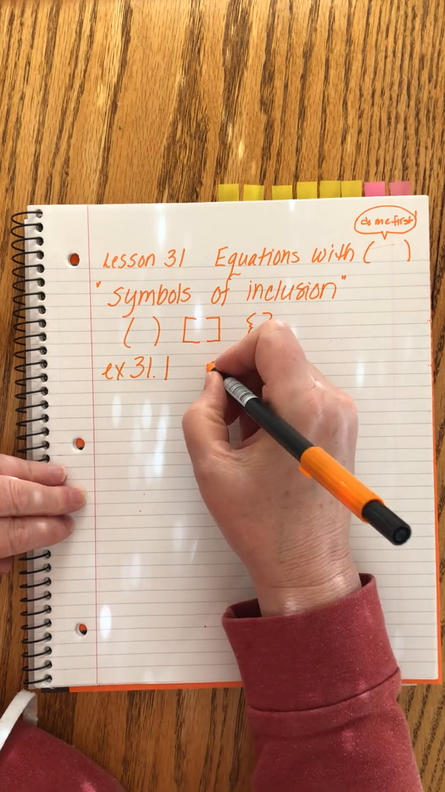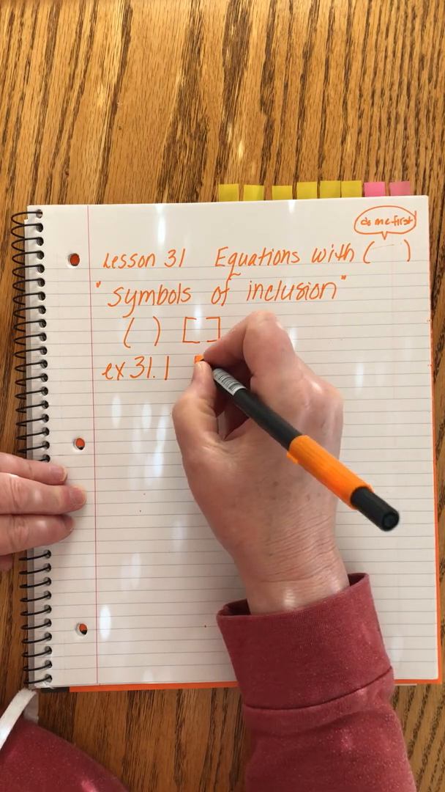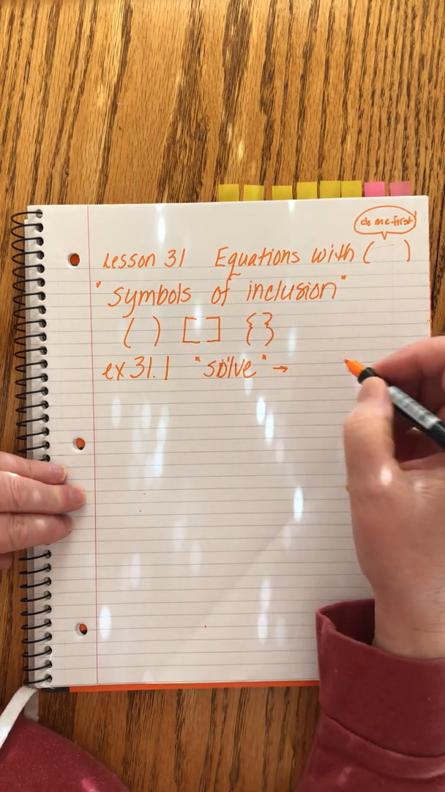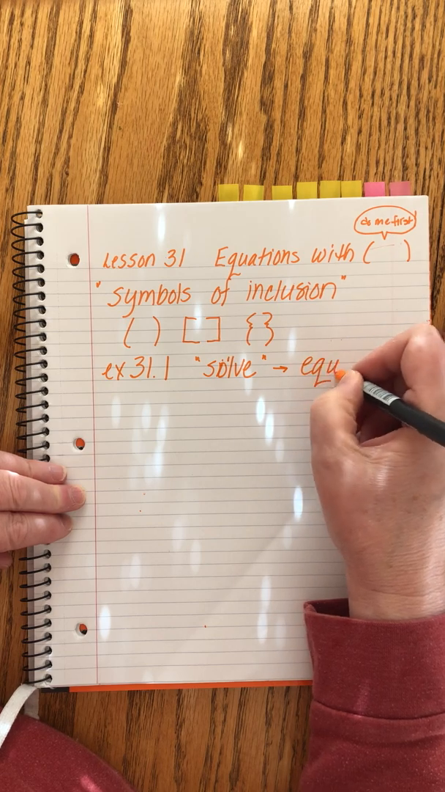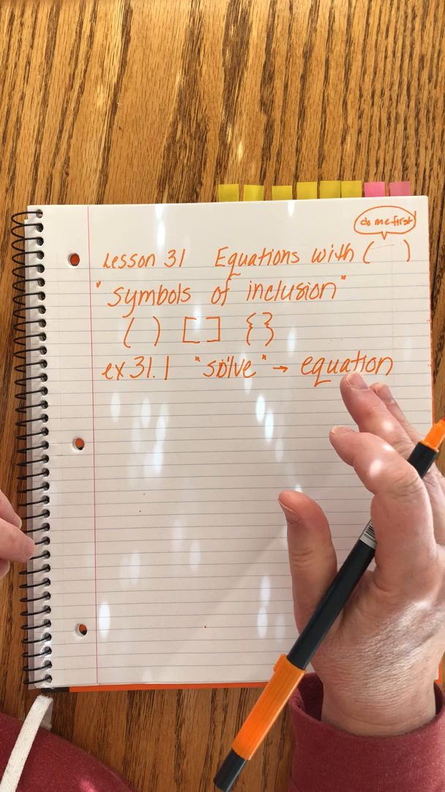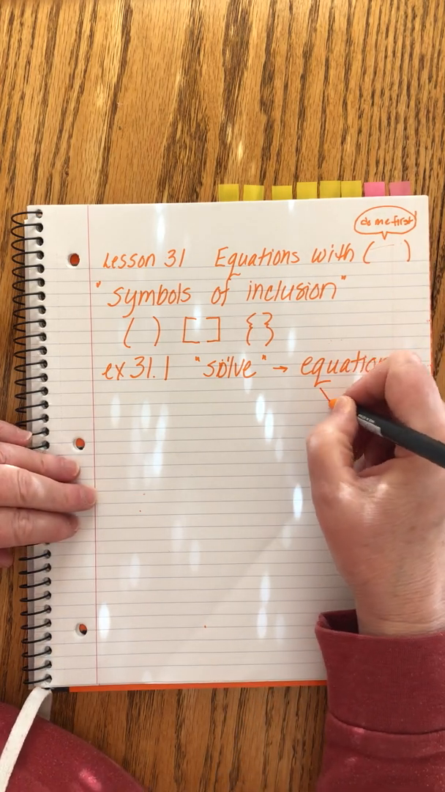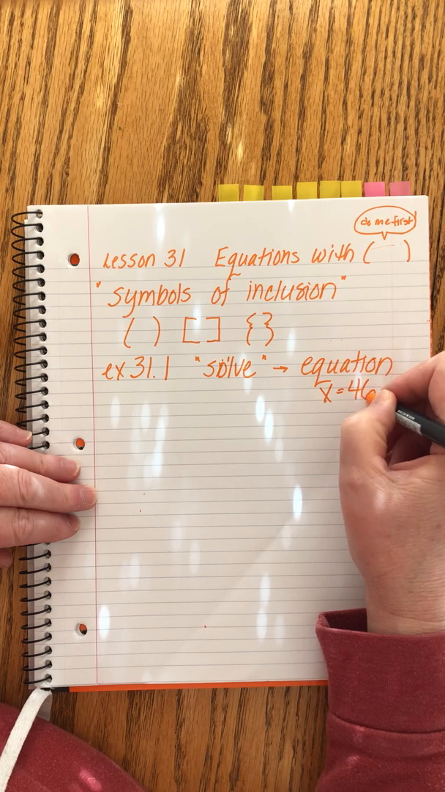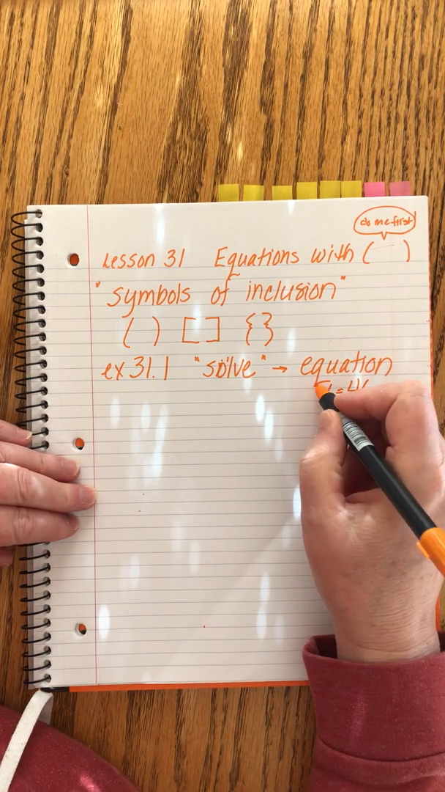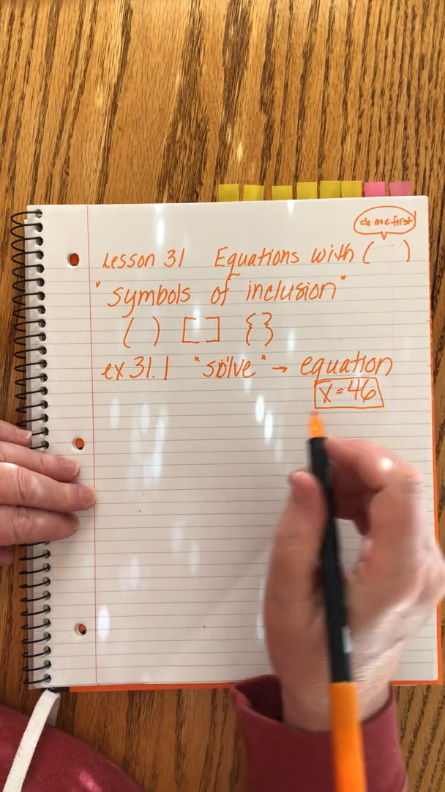Before I write the equation, I want to remind you of something. Whenever our instructions tell us to solve, that means we have an equation. We have a mathematical expression with an equal sign, and our answer will be something like x equals 46. This is the kind of answer we will have if we're told to solve an equation.